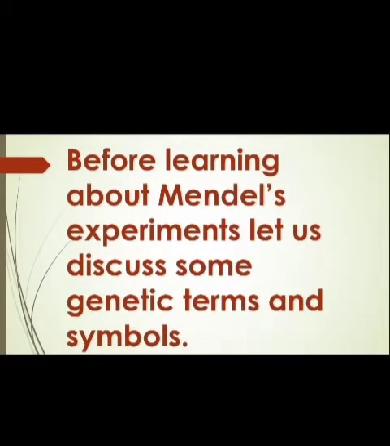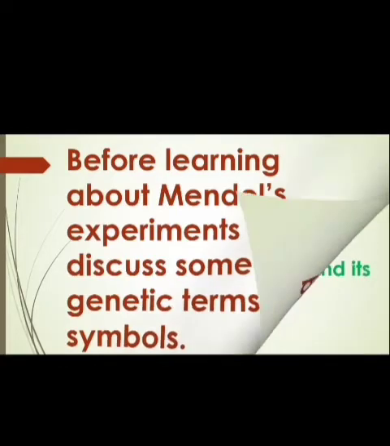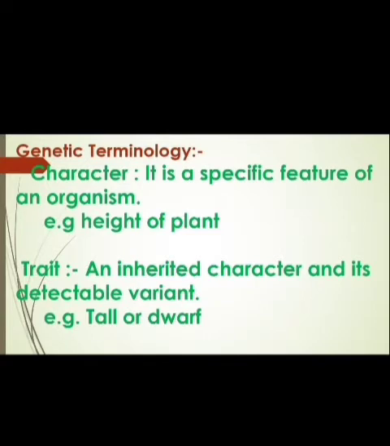Before learning about Mendel's experiments, let us discuss some genetic terms and symbols. See first, character. It is a specific feature of an organism. For example, height of plant or shape of pod, color of flower. These are called as the character.